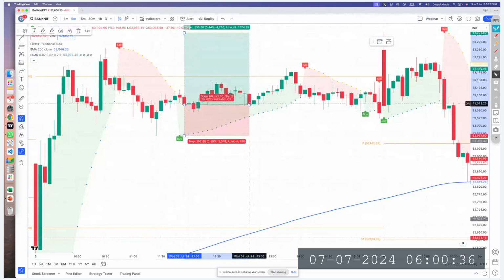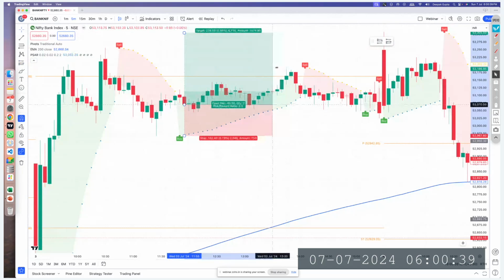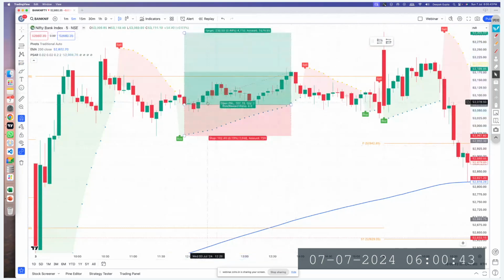And I will see how many points we were able to capture. So let's say we were able to capture up to this point. So this is where the stop loss was 102, but against that we were able to make 1:2 profit level again.